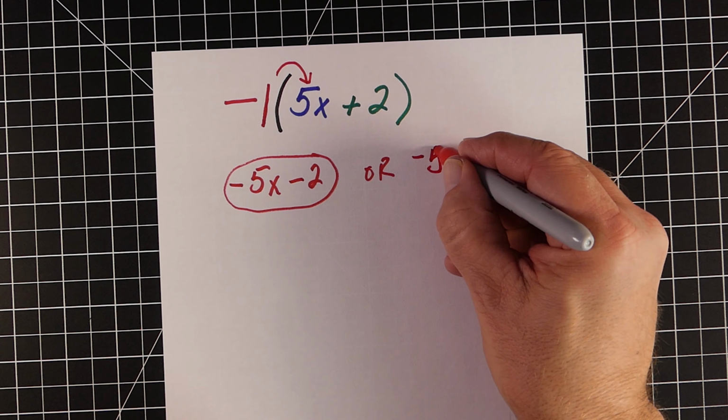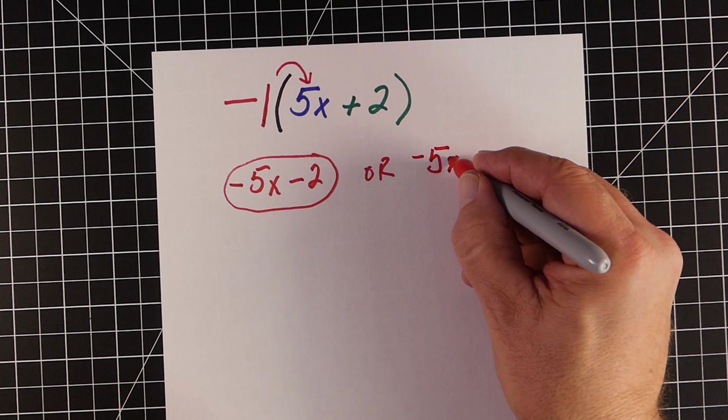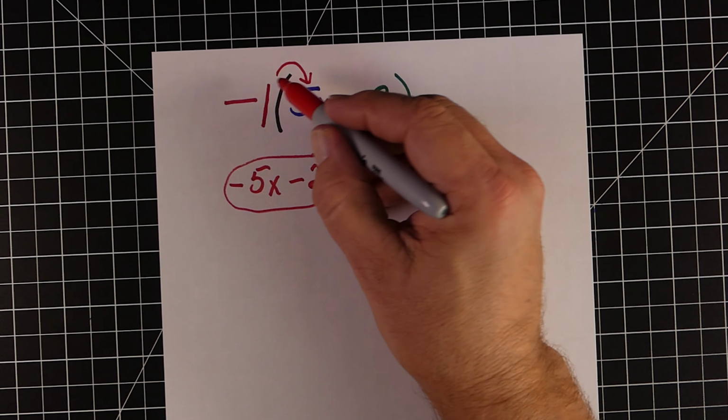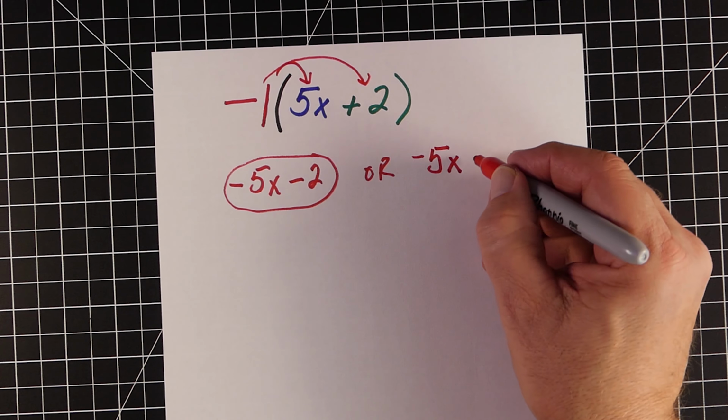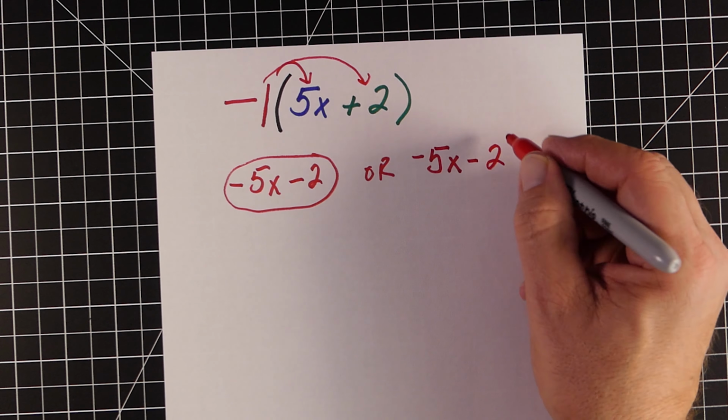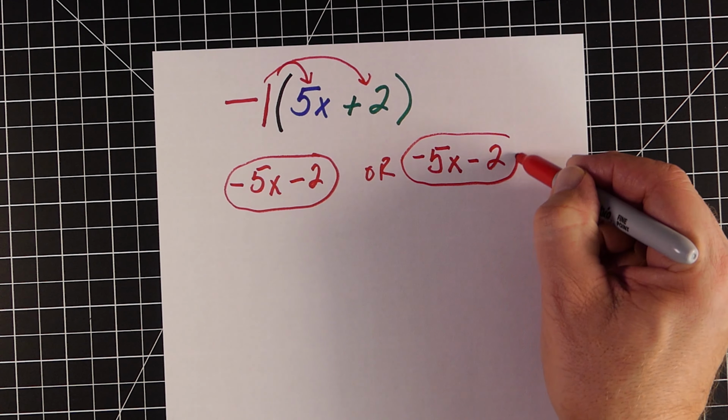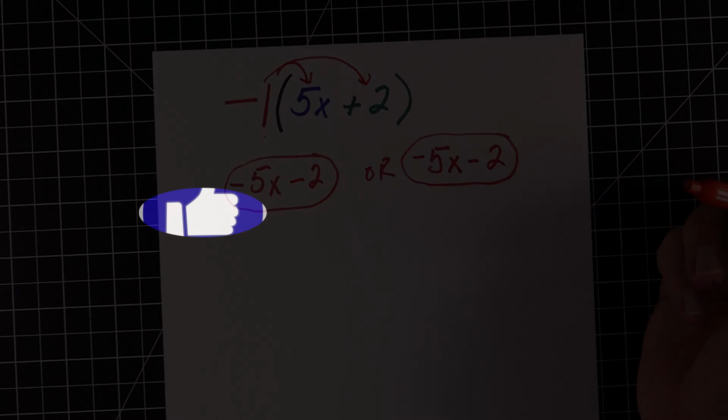So we're distributing our negative 1. Negative 1 times 5 would be negative 5 or negative 5x. Negative 1 times 2, that would be a negative 2 or a minus 2. And you're going to notice it's going to be the same, whether it's the one on the left or the right. Both times we're getting the same answer.